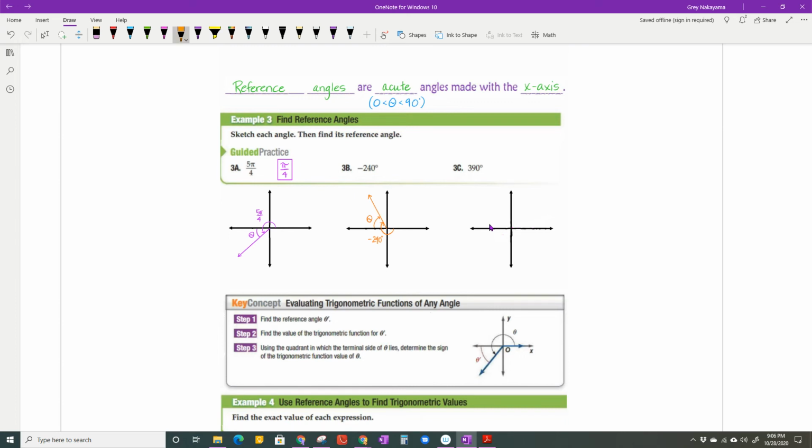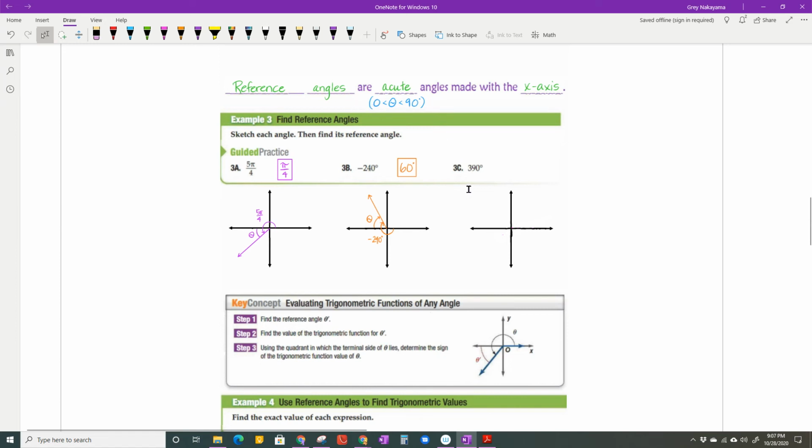And every time you find a reference angle, y'all, you're either using 180 or 360. So what's the difference between 180 and 240? It's 60 degrees. Do not worry about the negative sign. You're just subtracting the numbers. 240 minus 180 is 60. Okay? Because you're not ever going to have a negative reference angle. It has to be between 0 and 90.